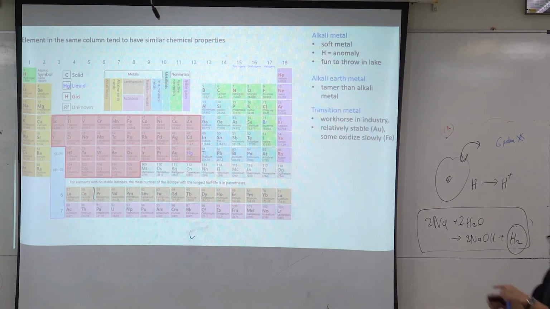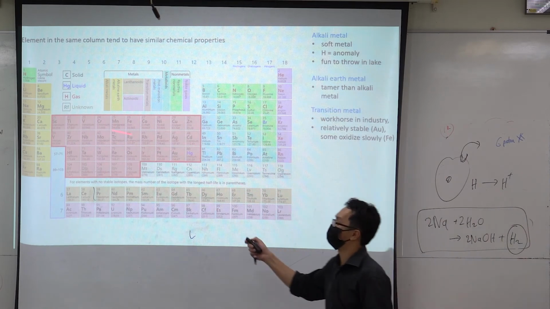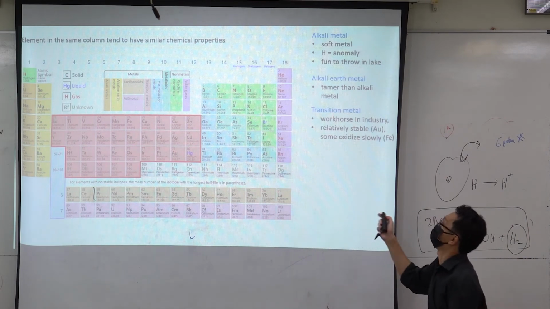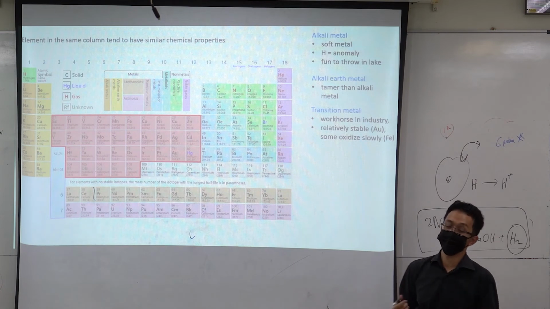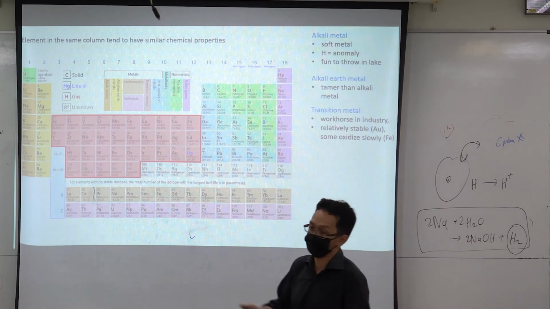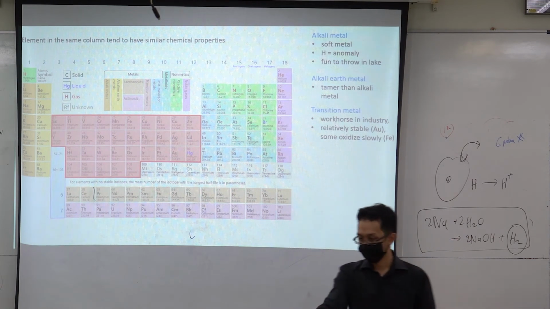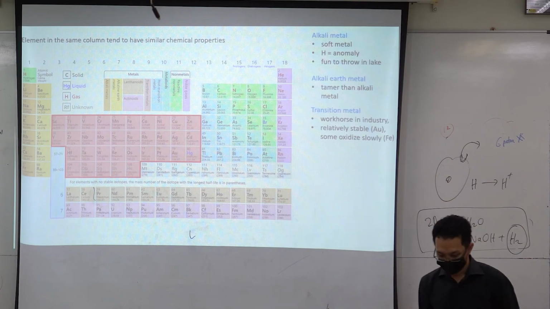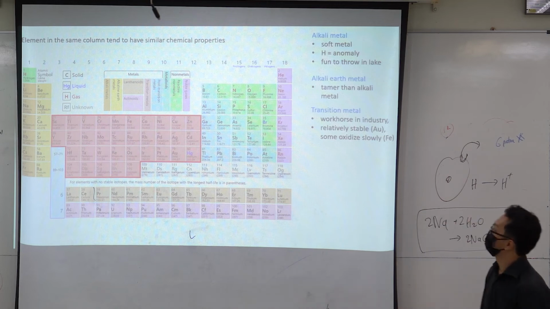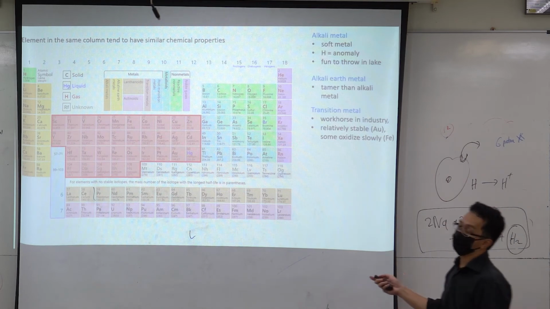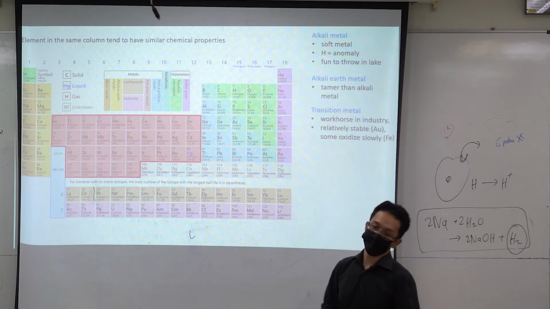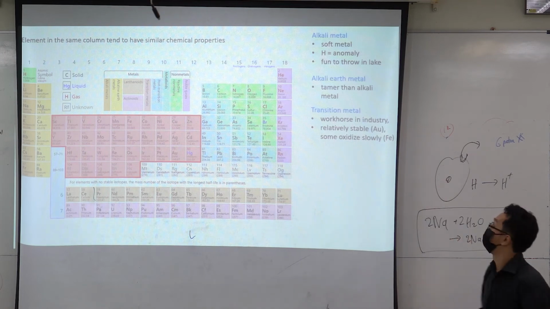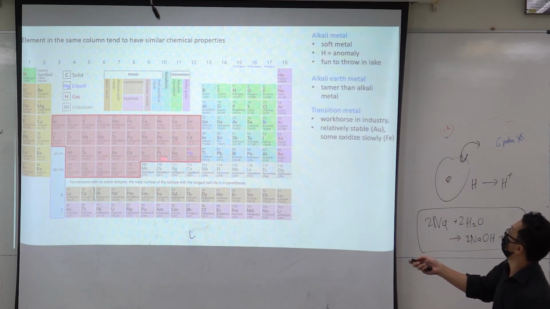And then you have what we call the big white portion of the periodic table. This is what we call transition metal. This is a workhorse of industry. All the metals that are famous, for example, iron. This is iron, and no, this is not iron, this is aluminium. So we know that we use iron a lot in our life. So this is a transition metal.